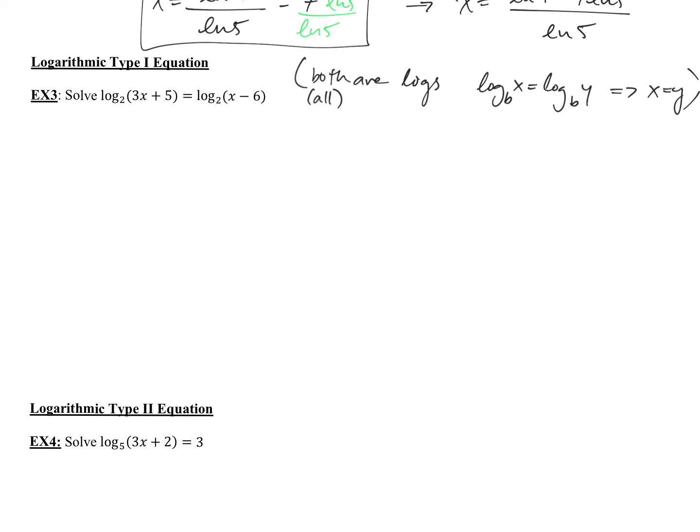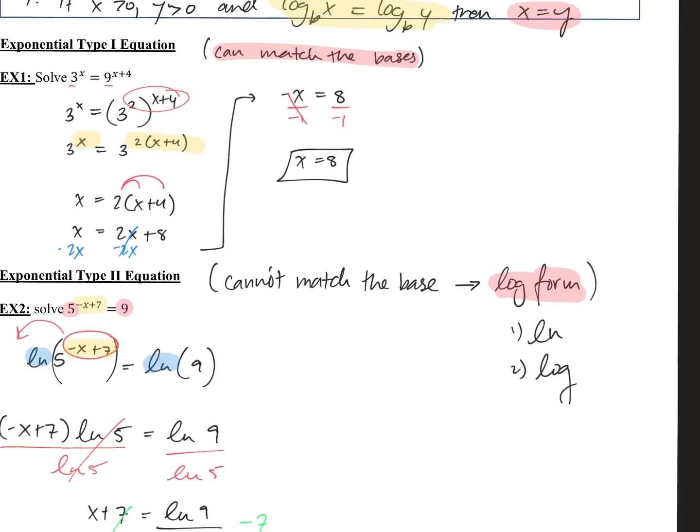So let's see. First off, is this a logarithmic equation? It is. They're both logarithms. Next, is everything in the equation only a logarithm? And that answer is yes. So because they're both logarithms, I'm going to use the rule that if I have two logs that have the same base and are equal to each other, then we can just equate the arguments. So 3x plus 5 must equal x minus 6. That's the rule we were given up above here.